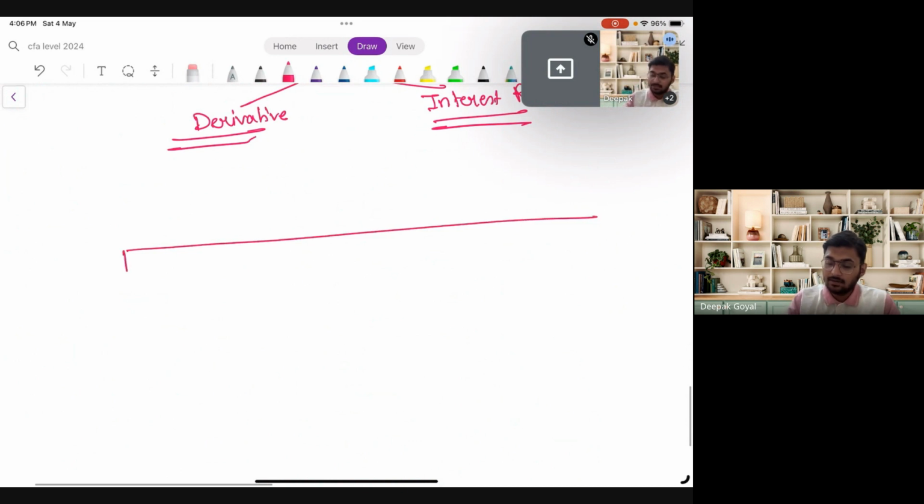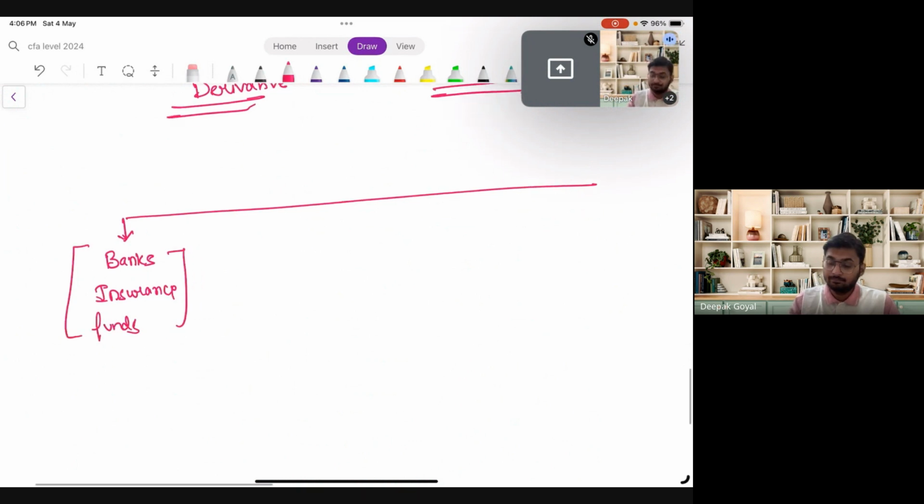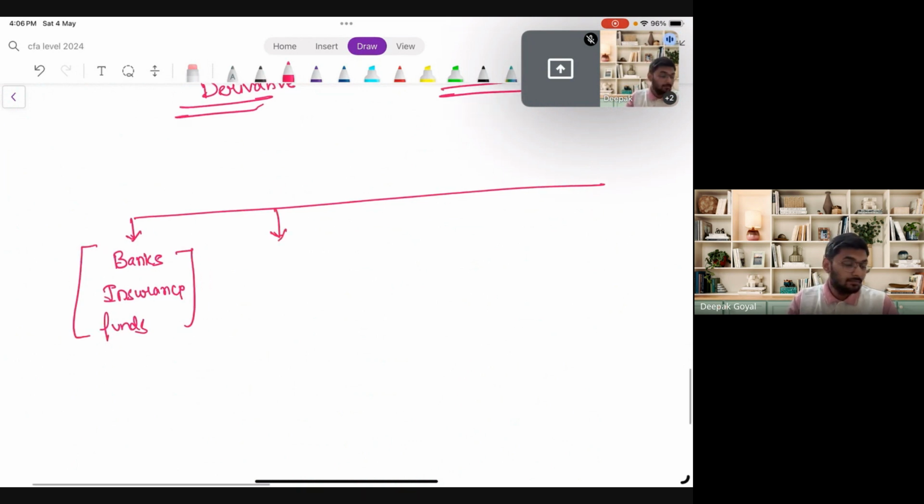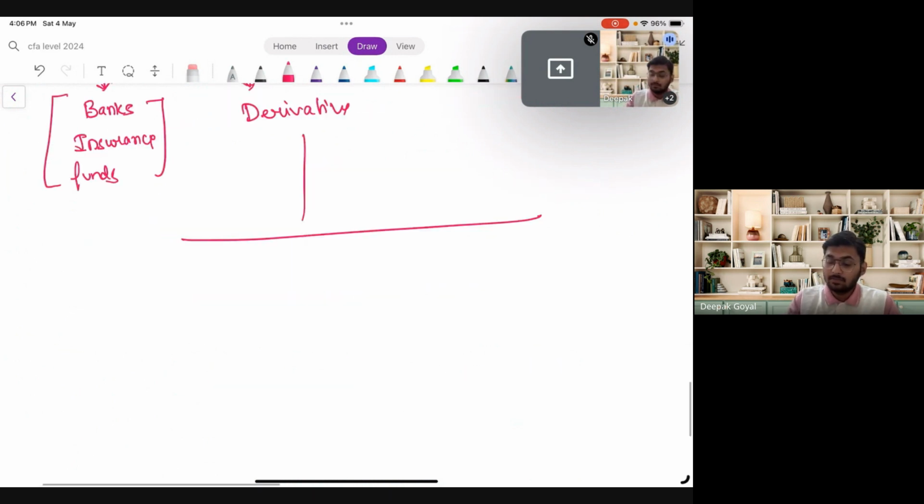Clear? Let us start. The first segment is with three parts. Number one is banks. Then we have insurance. And then we have funds. Very easy combination. Okay. Then we are starting with the derivatives. Okay. But I'm giving a broad heading of derivatives, and inside this broad heading we have multiple subheads.